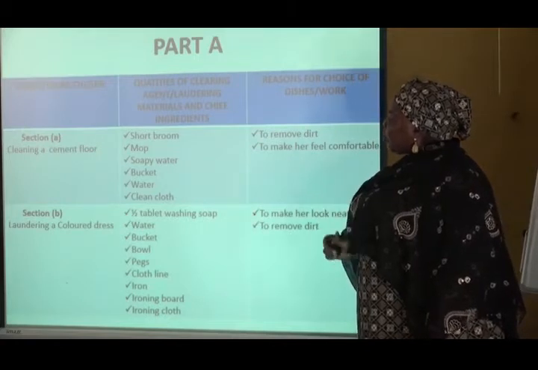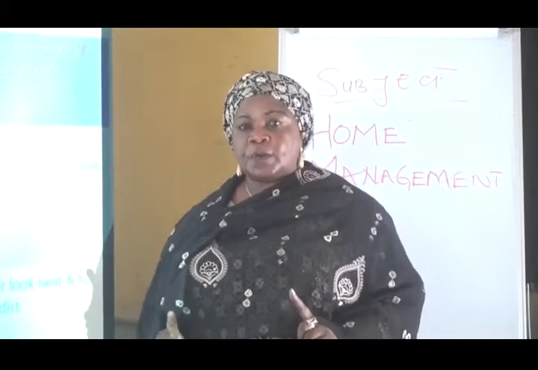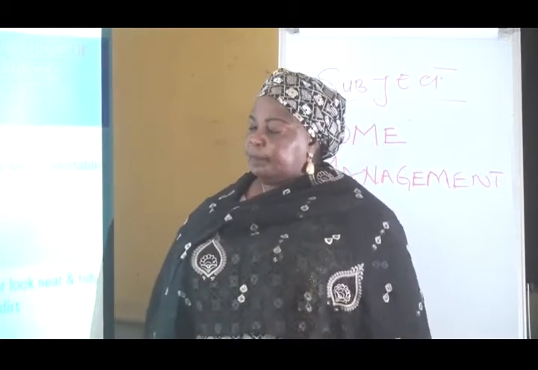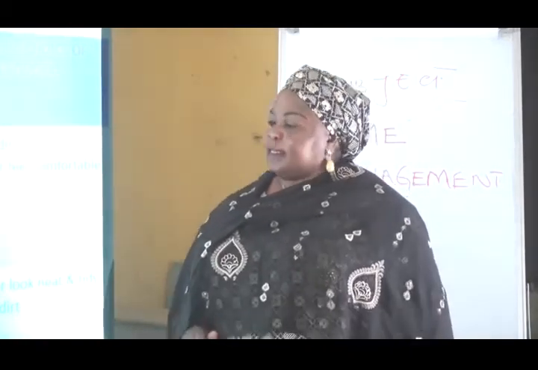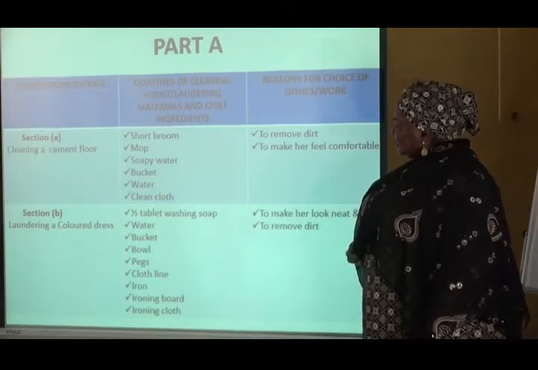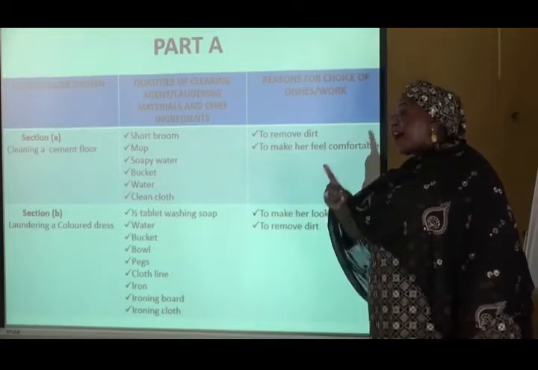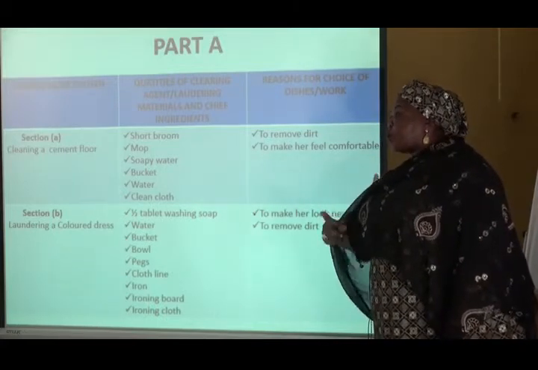laundering a colored dress. Remember the question, B part is what? To launder a colored dress. What and what do we need to make this work easy for us? One, half tablet of washing soap. Remember I said, take note of what? Economy.